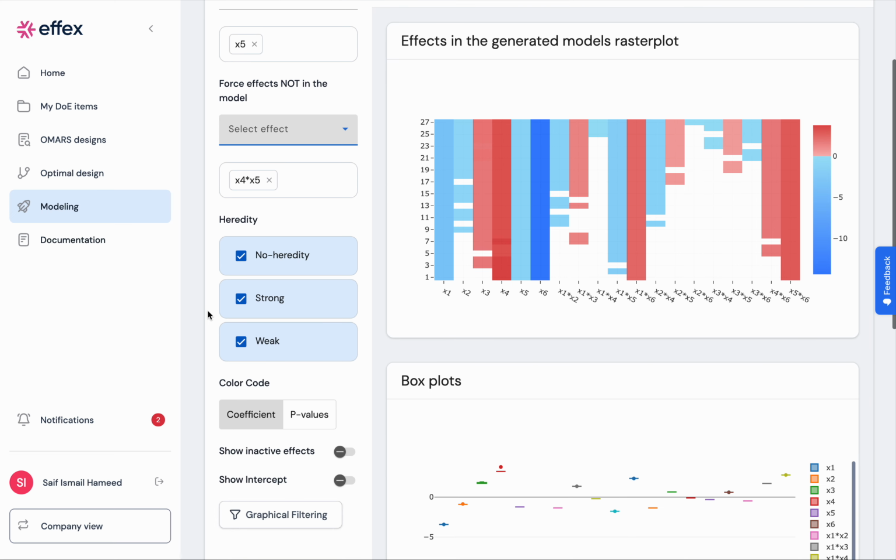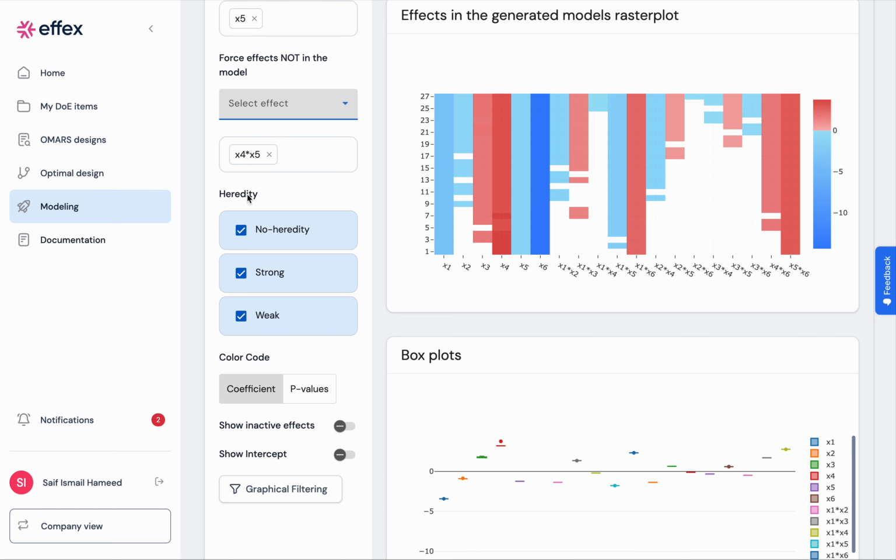Then the next option is heredity. So this is something I've explained in one of the previous videos. Heredity is a concept where you again make certain assumptions about your higher order terms with respect to your first order terms. So if you assume that you have second order terms and they must always be accompanied by their corresponding first order terms, then you would click on strong heredity.